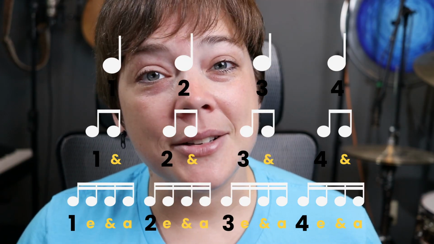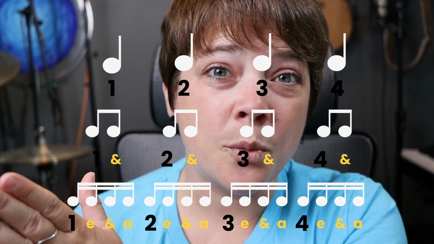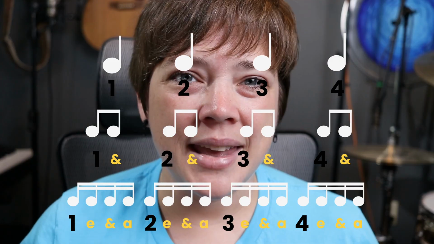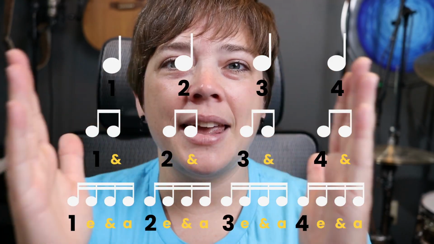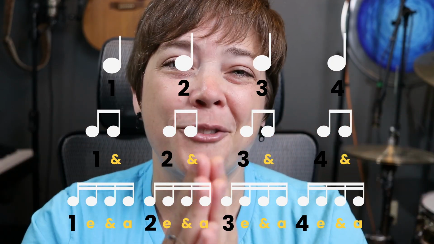Our 16th notes are just breaking down our eighth notes in half. So our 1 becomes 1 e, and the and of 1 becomes and a. The way we count this is 1 e and a, 2 e and a, 3 e and a, 4 e and a. Now, just as important as notes are to rhythm is the silence in rhythm.